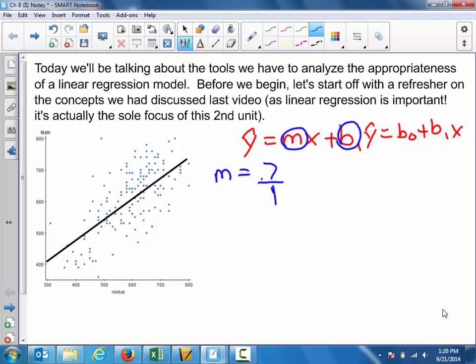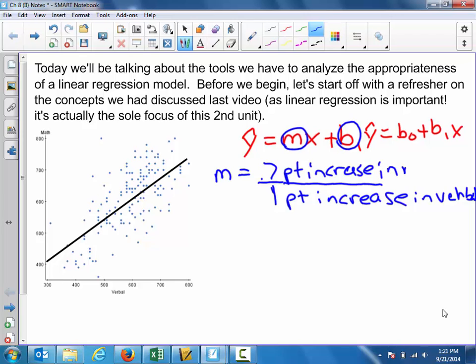This means that, because our units are verbal SAT scores and math SAT scores, and we know that the slope is change in y over change in x, or change in math scores over change in verbal scores, for every 1 point increase or decrease in a student's verbal score, the model, the linear regression line, predicts that we're going to see a 0.7 point increase in the student's math score. Okay? Units are important. Make sure that you're breaking down how slope is being used in the context of each of these problems. Okay, so there's your slope.